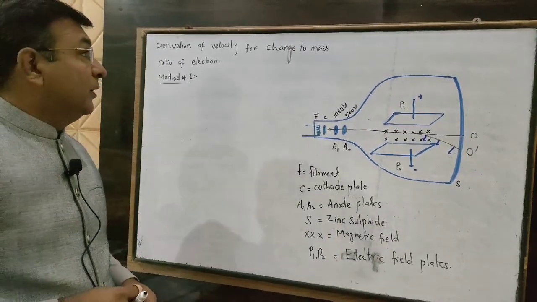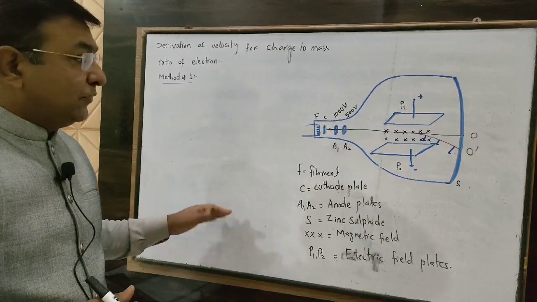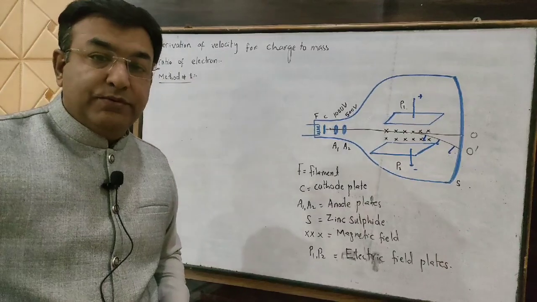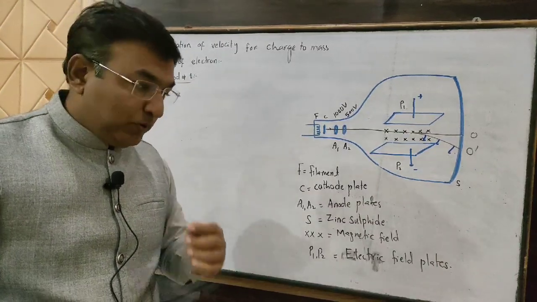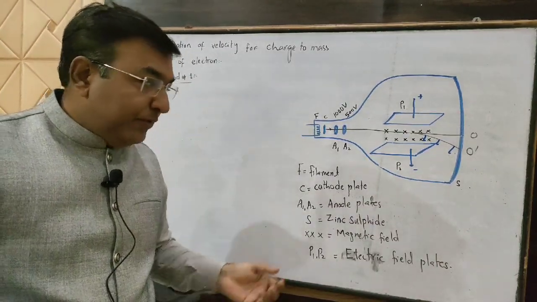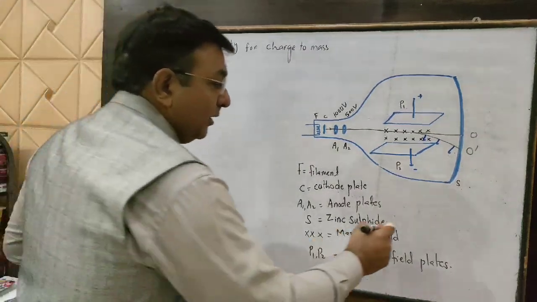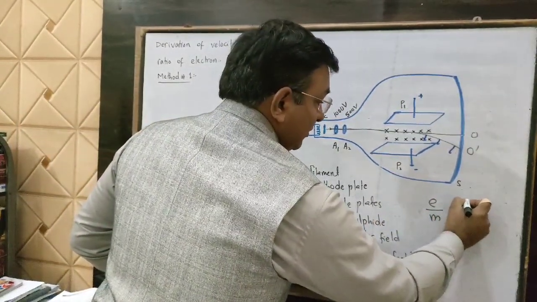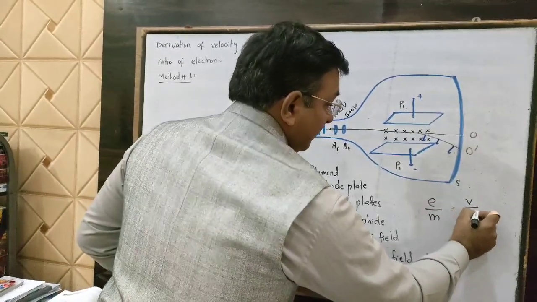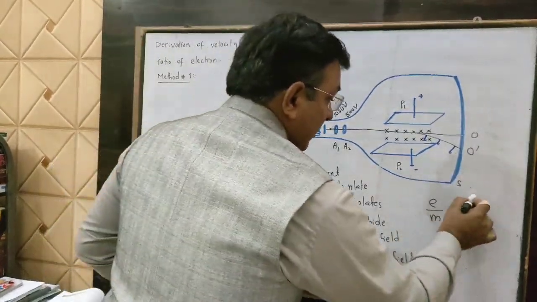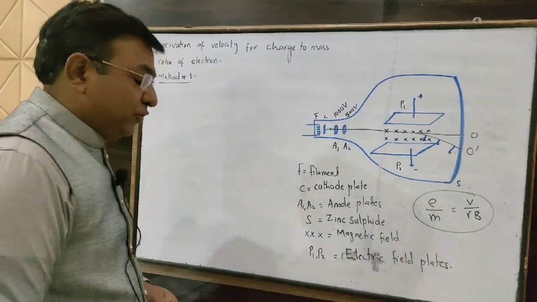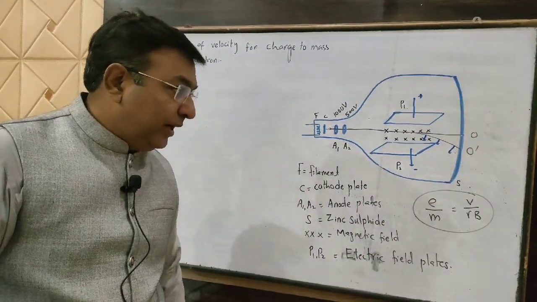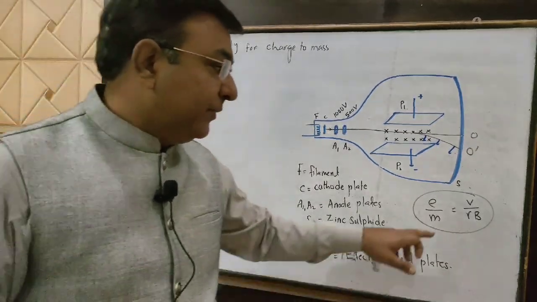Good morning, sir. As we know, the charge to mass ratio of electron is 1.758 × 10^11 coulomb per kilogram. We have already studied that the charge to mass ratio of electron, e/m, is equal to V/Rb. There is one relation for the charge to mass ratio we have already derived. Now we are going to find the value of V.